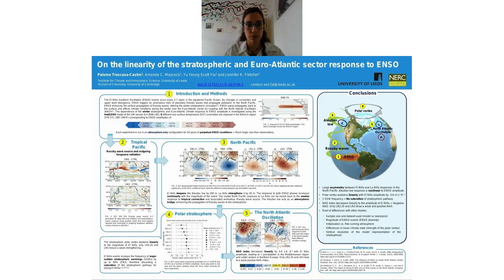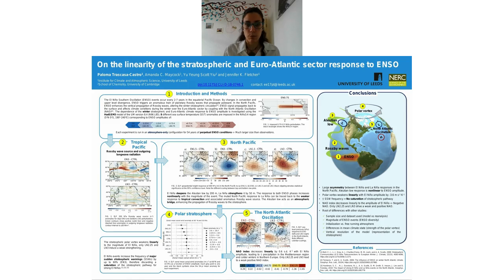The Aleutian low acts as an atmospheric bridge, enhancing the vertical propagation of Rossby waves from the troposphere to the stratosphere. In the stratosphere, El Niño perturbations weaken the stratospheric polar vortex at a rate of -3 meters per second per Kelvin. So the weakening of the polar vortex is linear to the magnitude of El Niño. As you can see in figure 4, this leads to an increase in the frequency of sudden stratospheric warmings of up to 62%.